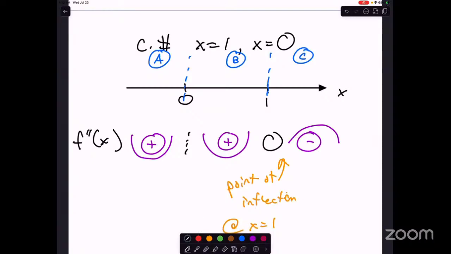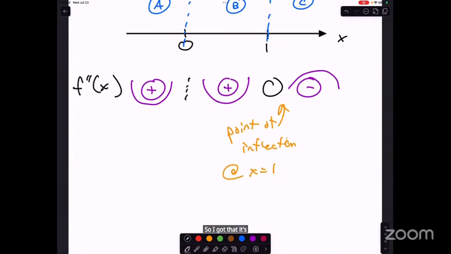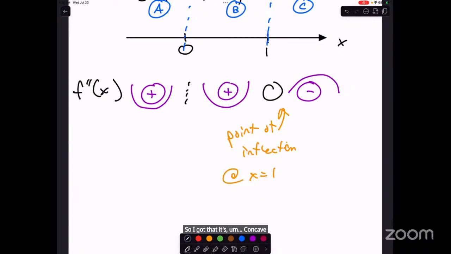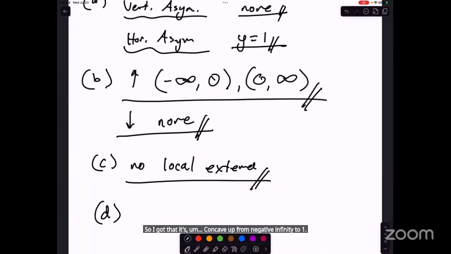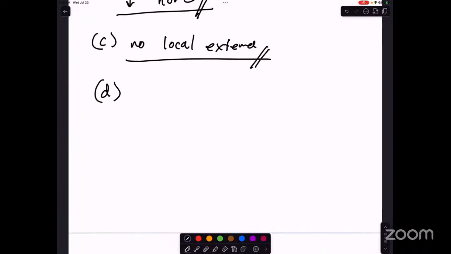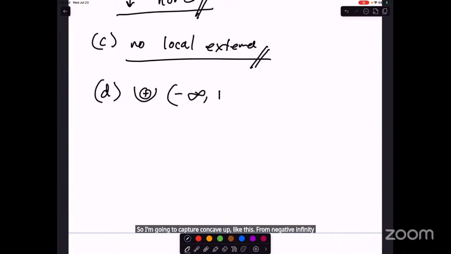Is there an asymptote there? We didn't get a vertical asymptote. So I got that it's concave up from negative infinity to 1. So I'm going to capture concave up like this, from negative infinity up until 1. I got that it was concave down.